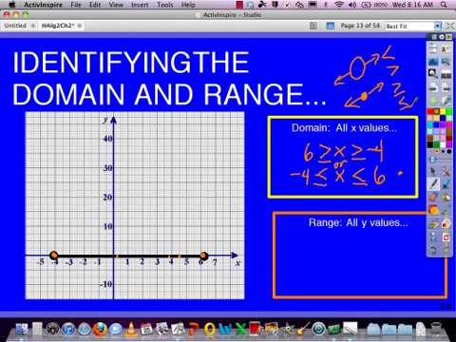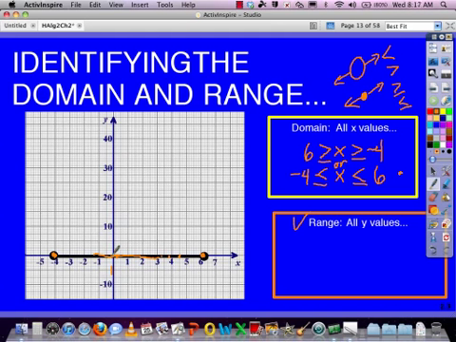Okay, quick review. Now let's change to the range. On the range, you're thinking all possible y values. Our y values on this graph, your eyeballs are starting to go up and down this y-axis, and the only place they stop where this graph is actually hitting is right here at the x-axis. That's where your eyeballs stop. There's nothing else higher or lower in this case.